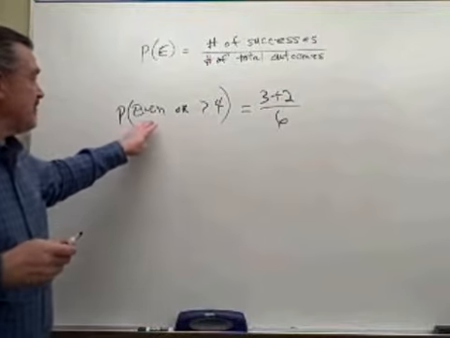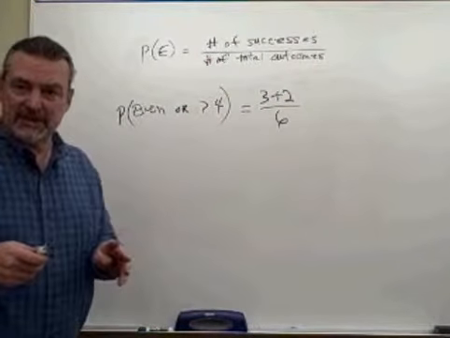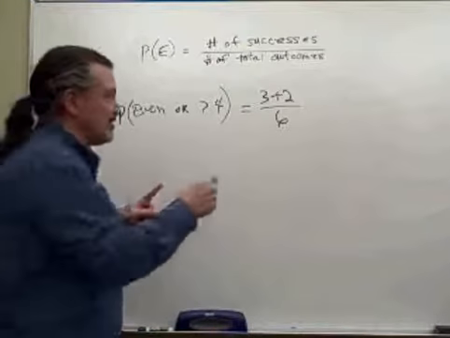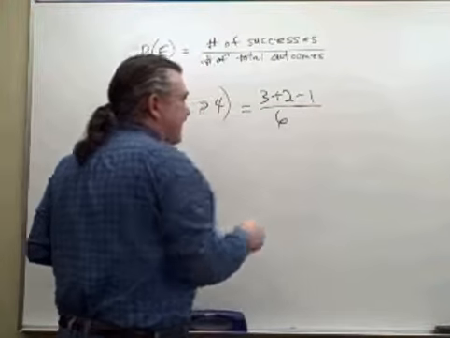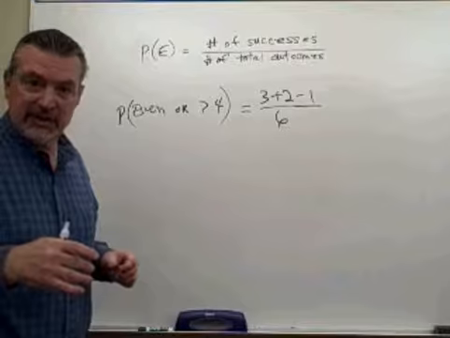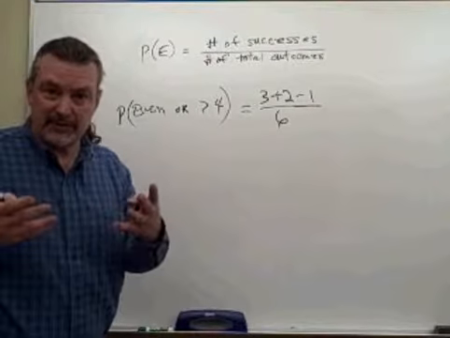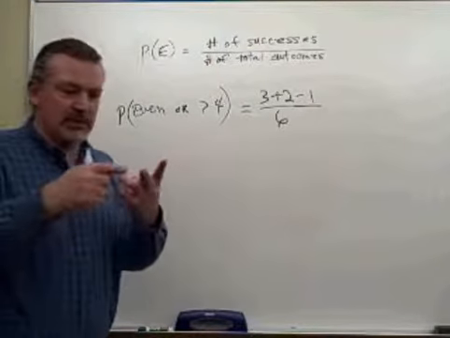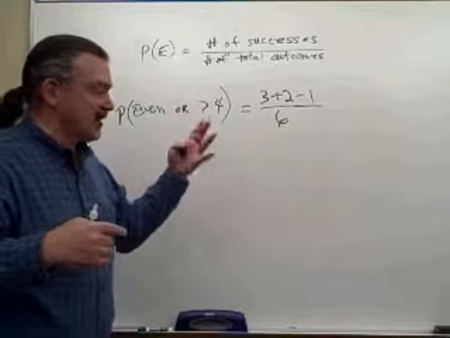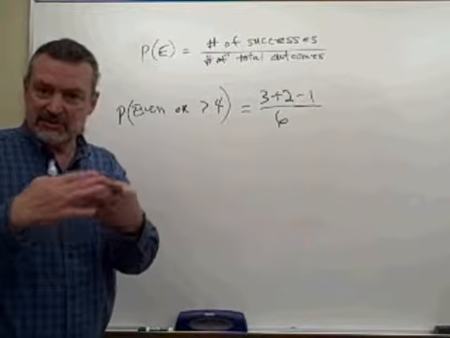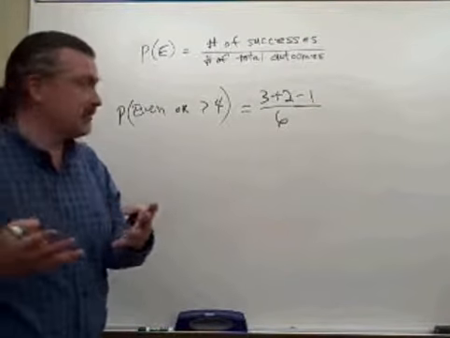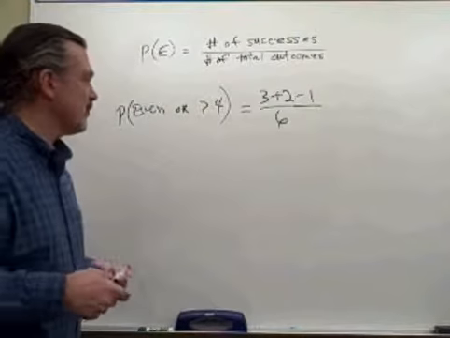But are any of the even numbers greater than 4? Yes, one of them, 6. So we have to remember to subtract that out so we haven't double counted it. In fact, you notice as I spoke them, I double counted them. The even ones, 2, 4, 6. The numbers greater than 4, 5 and 6. I can't double count that, so I've got to subtract 1.